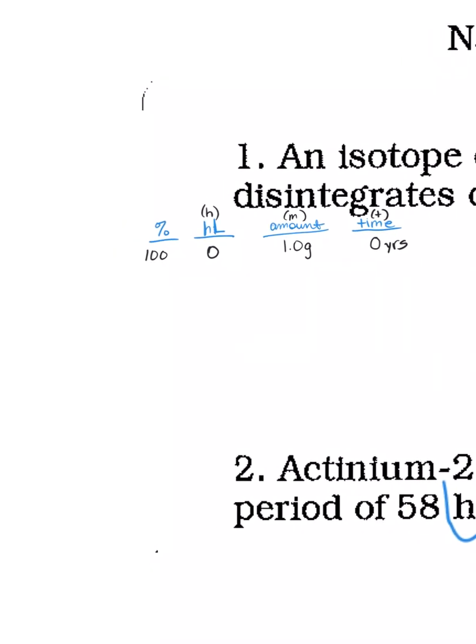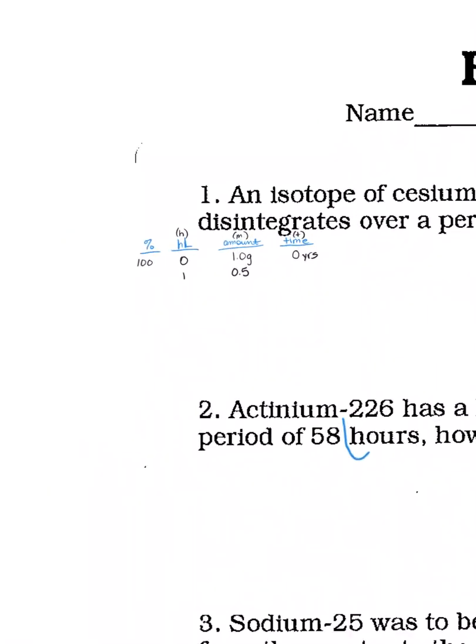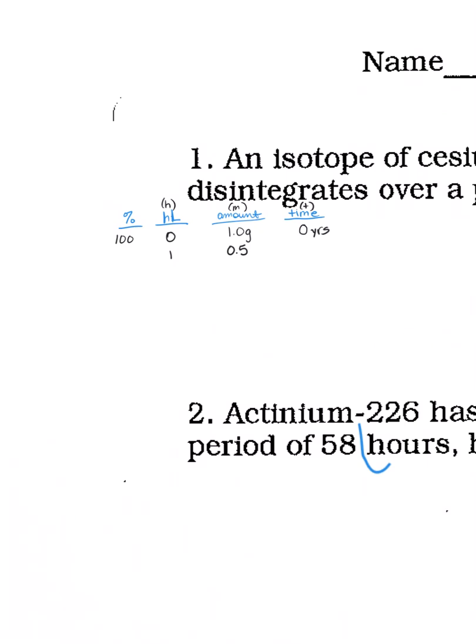Now, once everything halves one time, we have half of this. So what's half of 1? 0.5. And 1 half-life is how many years? It says 1 half-life is 30 years, okay? So it took 30 years for this to half one time. So we went from 100% to now having half. We have 50%, okay?